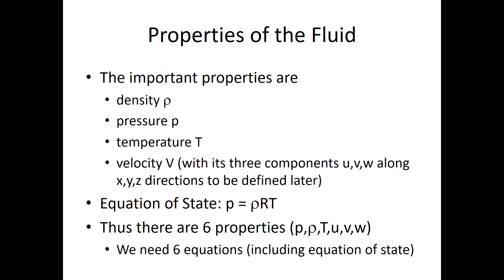So one slug is 1 over g times the pound mass. So the mass unit in the British unit system is slugs. Therefore, the density is slugs per cubic feet. How about the pressure? Pressure would be newtons per meter squared.